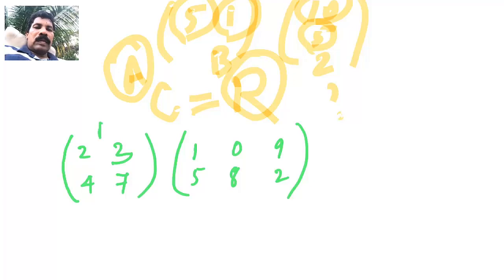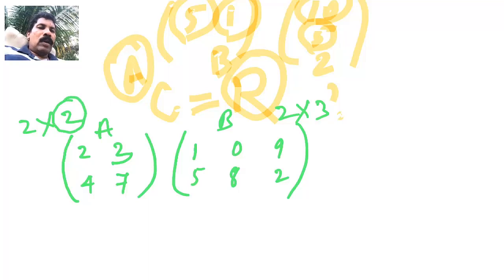Consider two matrices, say capital A and capital B. A is of order 2 by 2 and B is of order, say, 2 by 3. Here, as I told you, the number of columns in the first matrix is 2, and the number of rows in the second matrix is 2. So for these two matrices we can find the product AB, because the number of columns in the first matrix, 2, equals the number of rows in the second matrix B. So we can perform the multiplication.